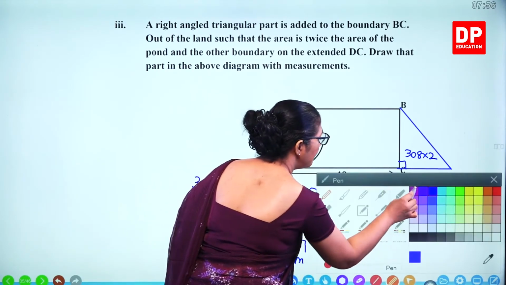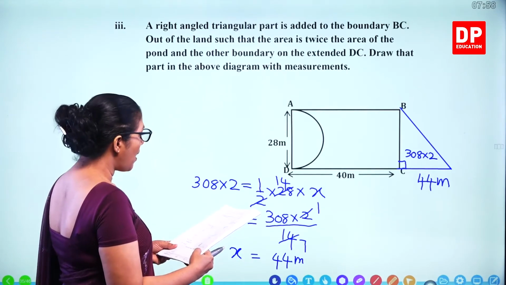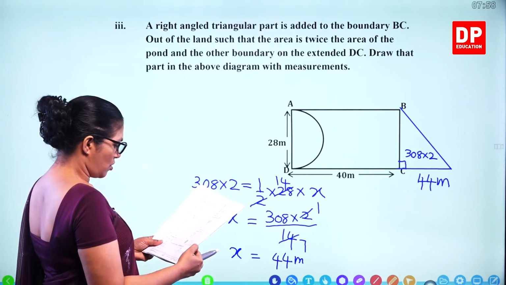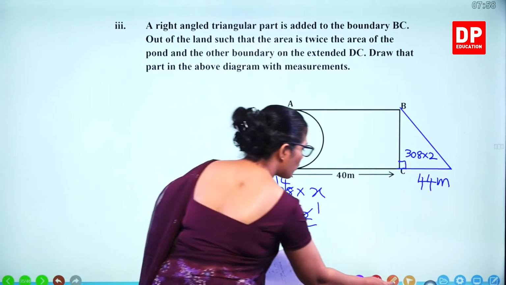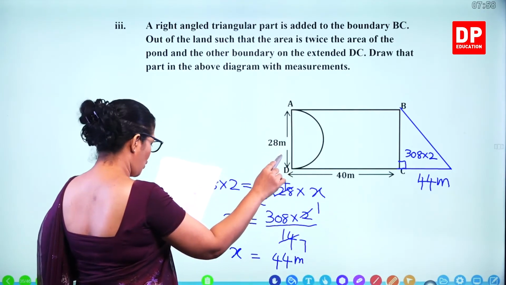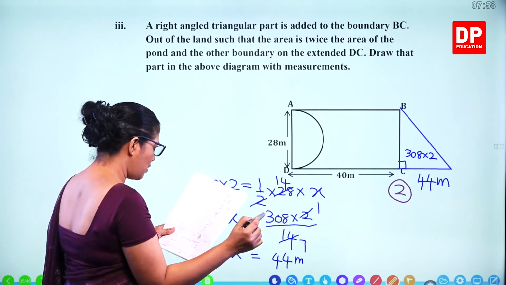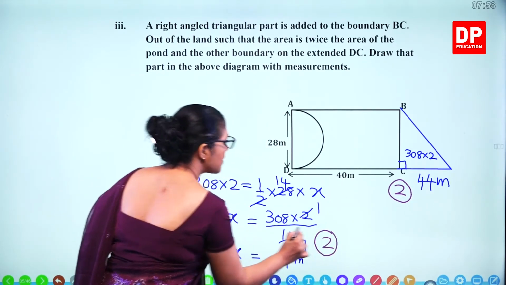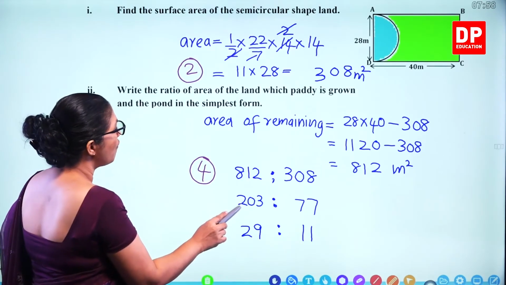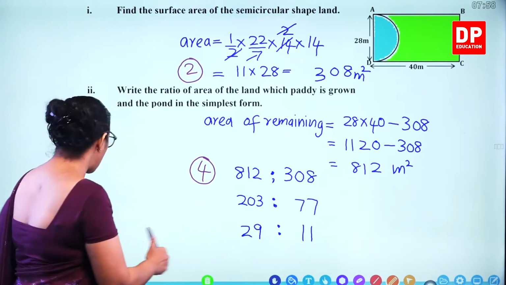So we'll see how many marks for that. According to the marking scheme, you are getting 4 marks for the whole thing. You are getting 2 marks for showing this on the diagram and 2 marks for the final answer. Altogether 4 marks. Let me see. 4, 4, 8 and 2, 10 marks for that question.